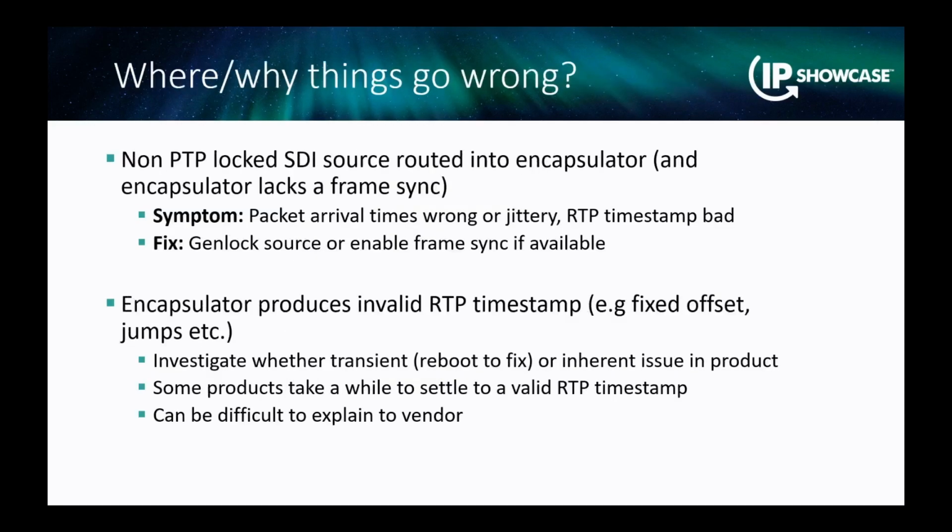So where and why do things go wrong? Probably the most common one operationally is when people route non-PTP locked SDI sources into encapsulators, or that encapsulator lacks a frame synchronizer, so it can't create new frames or drop frames to be PTP aligned. So you often see packet arrival times wrong or jittery. You see attempts by the encapsulator to correct for this. The RTP timestamp is often bad. The fix for this is to genlock your source or enable frame sync if available. But sometimes in the field, operational requirements mean people just plug in random devices which are not genlocked and maybe low end enough not to have genlocks.